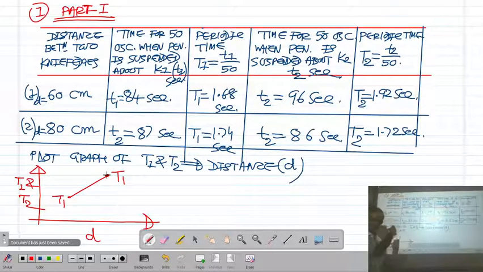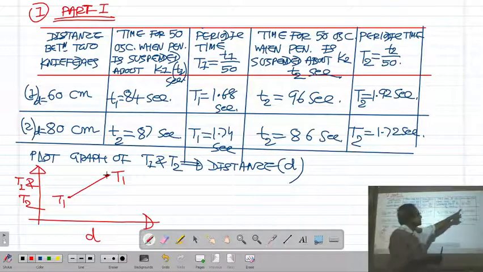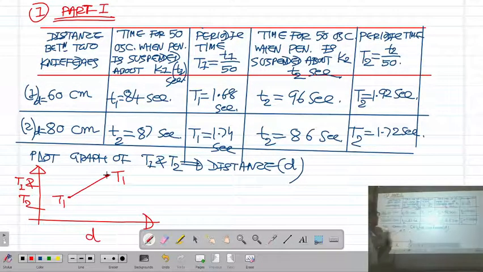Take a graph. I have given you the observations. Take distance D between the two knife edges, equal to 60 and 80, along the x-axis, and periodic times T1 and T2 along the y-axis. Put the point of T1 at a distance of 60 centimeters: T1 is 1.68 seconds, that point comes here. T2 is 1.92 seconds, that is here. Now for 80 centimeters distance, T1 is 1.74.